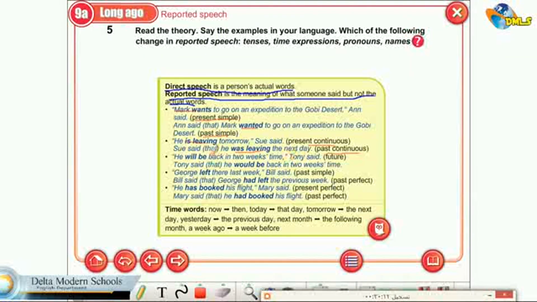Next one, the future. "He will be back in 2 weeks time," Tony said. So Tony said that he would be back in 2 weeks time. Of course, don't forget to change. Now will be then. Today will be that day. Tomorrow will be the next day. Yesterday will be the previous day. Next month will be the following month. A week ago, a week before.